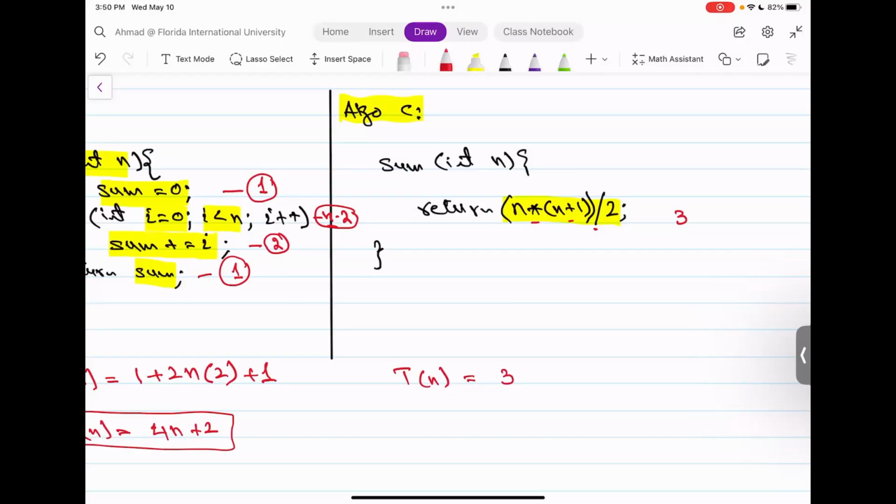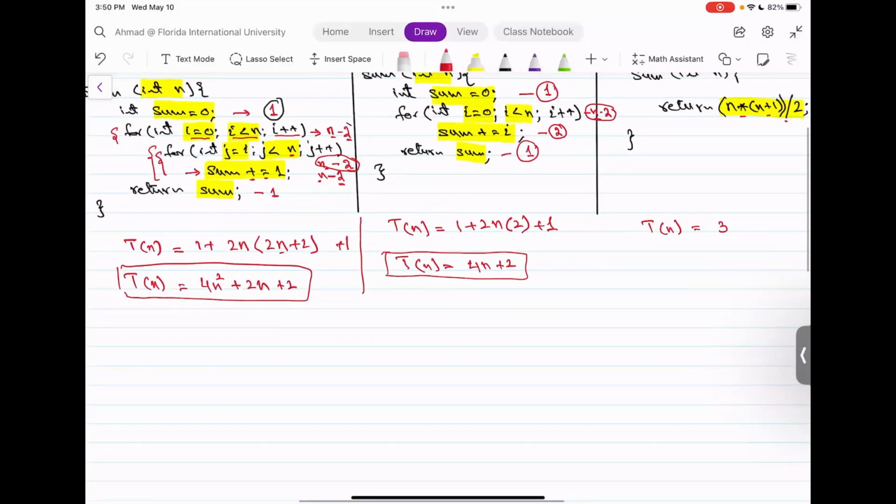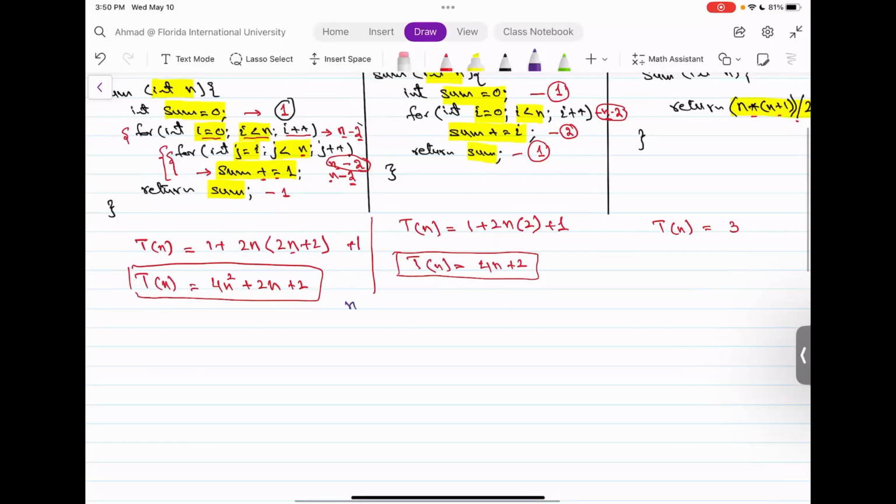Now, how is this going to give me some useful insights? Let's understand this one. Assume that I want to add the first 10 numbers. Okay, let's say I'm going to add the first one number, so one number only, where n is equal to 1. So in that case, T of n is going to give me 4 into 1 square plus 2 into 1 plus 2, which is 4 plus 2 plus 2, which is 8. So 8 units of time are required to add only one number.